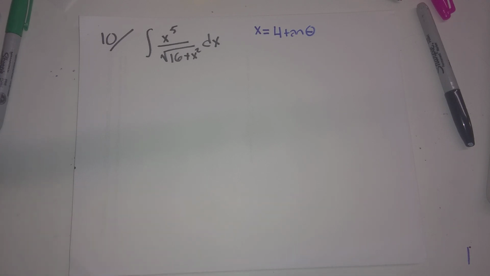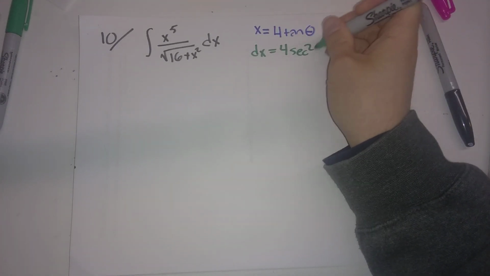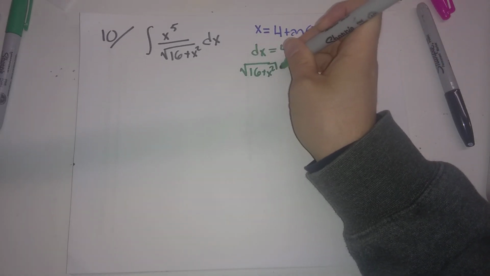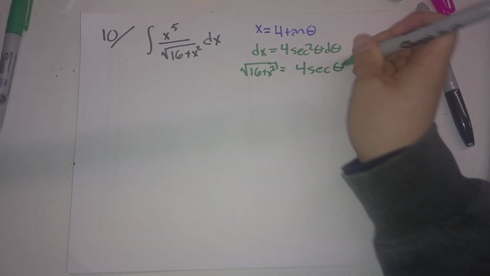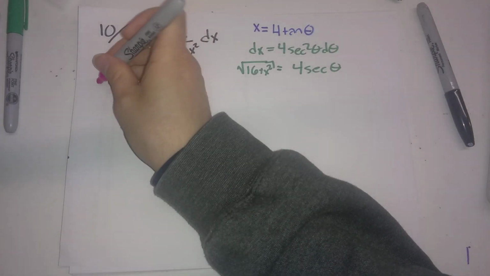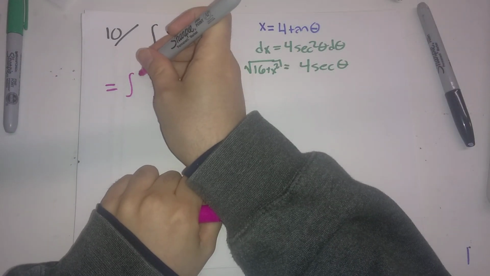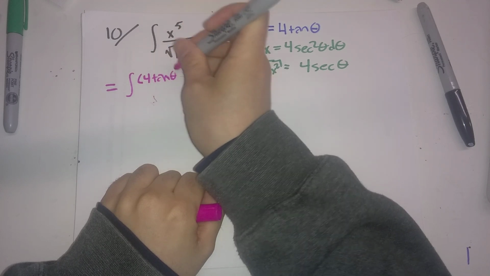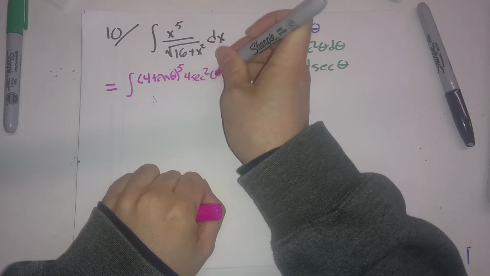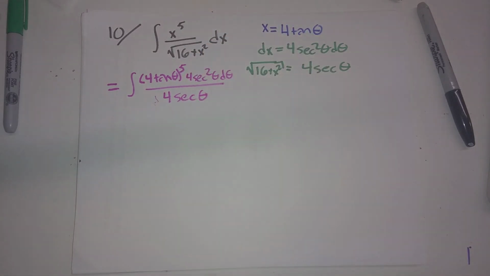When we fill in the information here, dx would be 4 secant squared theta d theta, and square root of 16 plus x squared ends up as 4 secant theta. So let's go ahead and make all of those replacements here. This is going to end up as the integral of 4 tangent theta to the fifth times dx, which is now 4 secant squared theta d theta, divided by 4 secant theta.